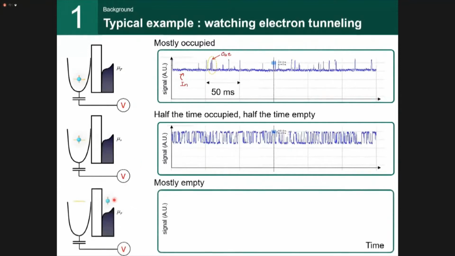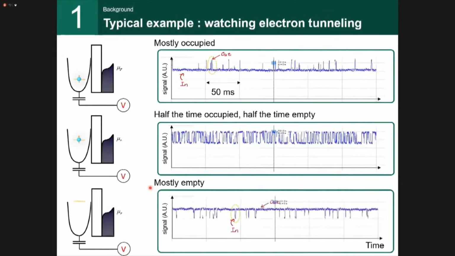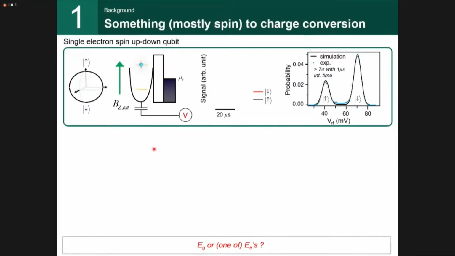The opposite case is the same. When you make the energy level higher than the Fermi level, mostly the electron is outside the quantum dot, and you can often see tunneling in events. And this kind of transition happens all around the Fermi level of the reservoir, within a few kBT energy scale. So this is how we measure various quantum states inside the quantum dot.